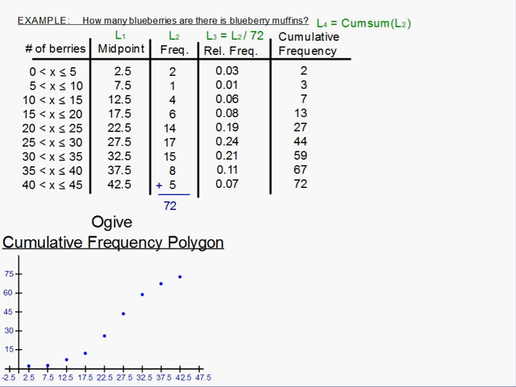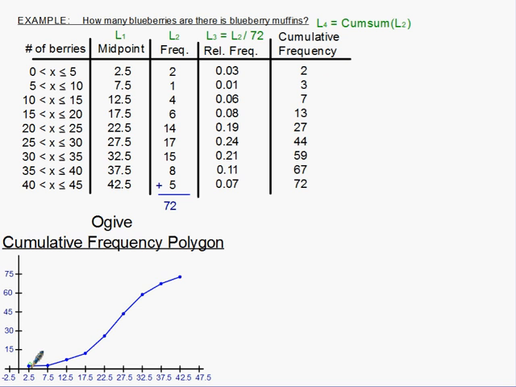This is your x. This is now your y. And so there's your x, there's your y. Plot them just like that. And you get something that looks like this.